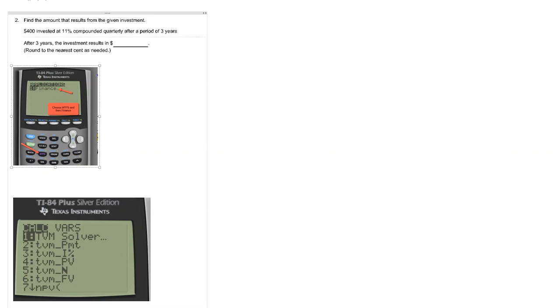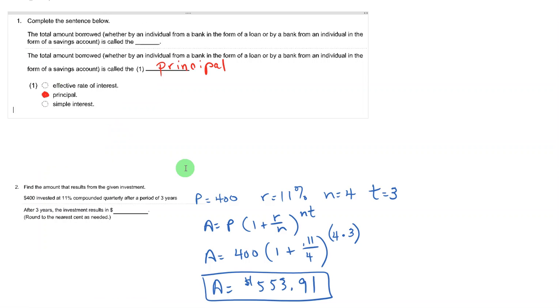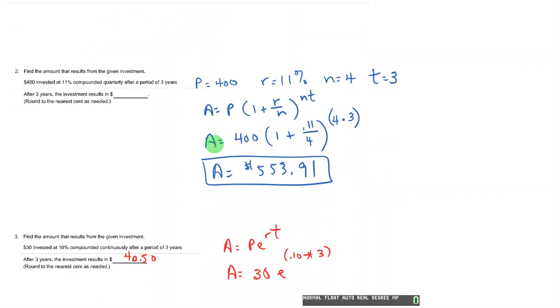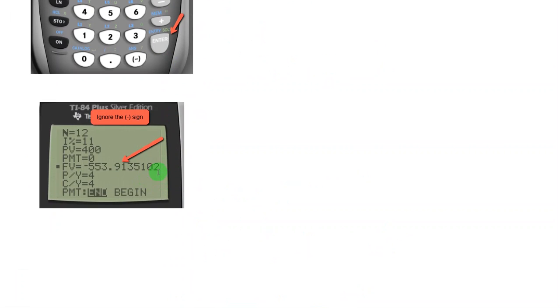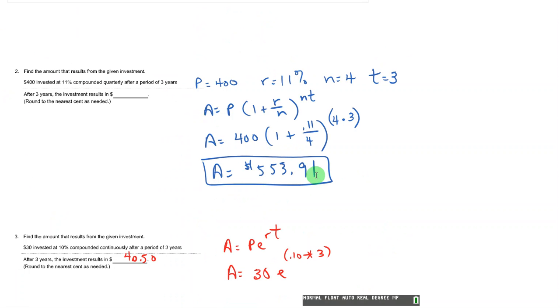Let's go look at the problem set. All right, the total amount borrowed, whether by an individual from a bank in the form of a loan or by a bank from an individual in the form of a savings account, is called the principal. So that's how much money you either put in the bank or you're getting. And then here we just did this problem with the app. This is doing it by hand, but remember we just did that right over here, 553.91. So you can see that that's a great way to do it.